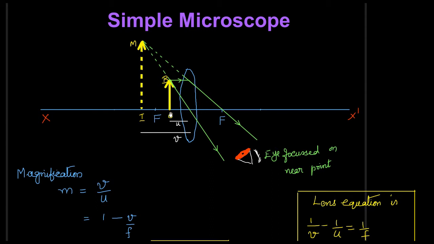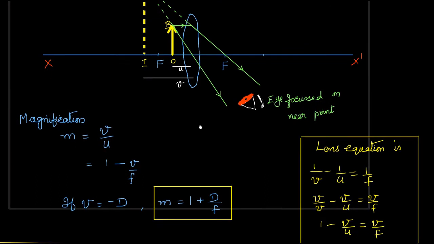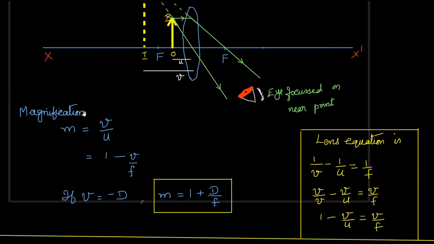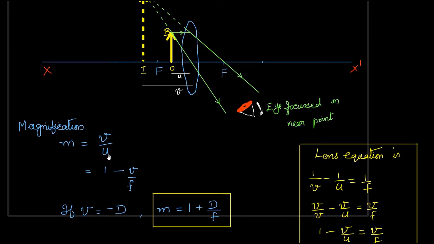Now, what is the object distance? It is the distance of the object from the optic center, which is taken as U. V is the image distance. What is the magnification of the simple microscope? Magnification equal to image distance divided by object distance, which is V by U.